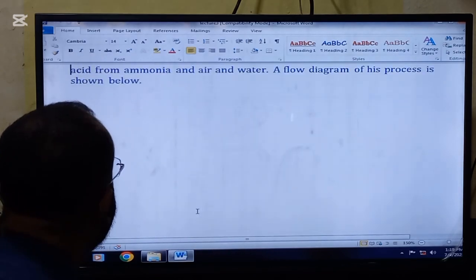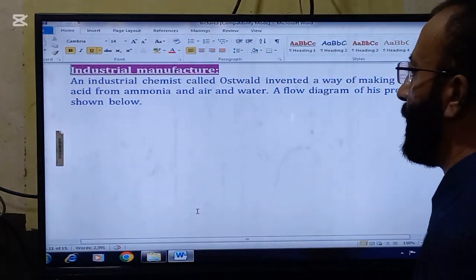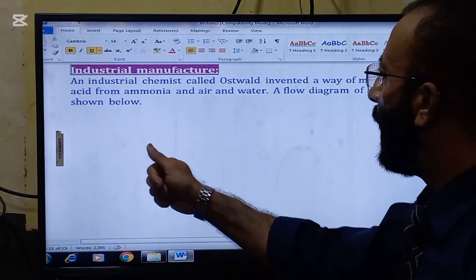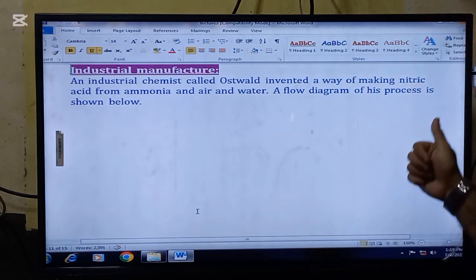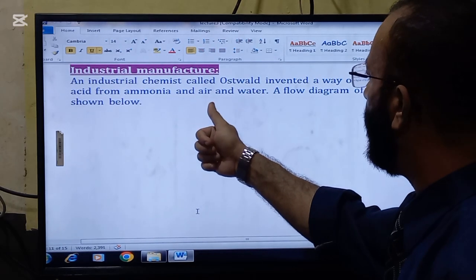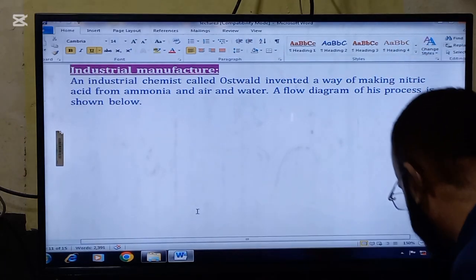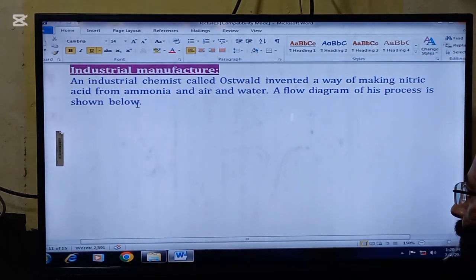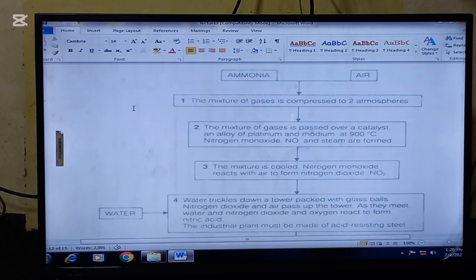Next we are going to read the industrial manufacture of nitric acid. An industrial chemist called Ostwald invented a way of making nitric acid from ammonia, air and water. A flow diagram of this process is shown below. So here is the flow diagram.